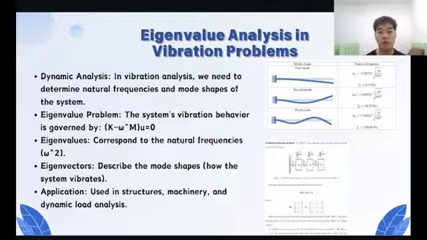By solving these equations, we can find the eigenvalues and eigenvectors, which tell us the system's natural frequencies and how it vibrates at those frequencies. This process is a direct application of linear algebra, where the eigenvalues correspond to the square of the natural frequencies, and the eigenvectors describe the mode shapes.